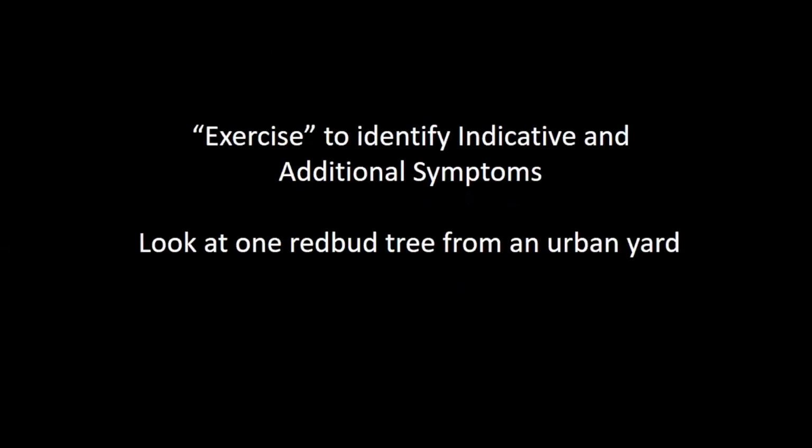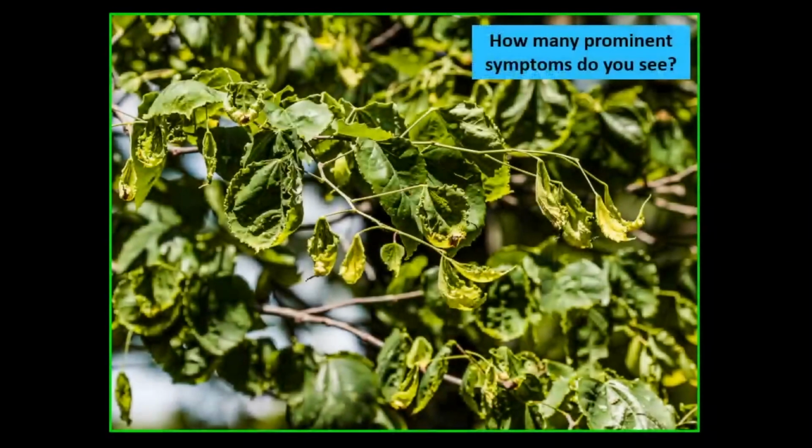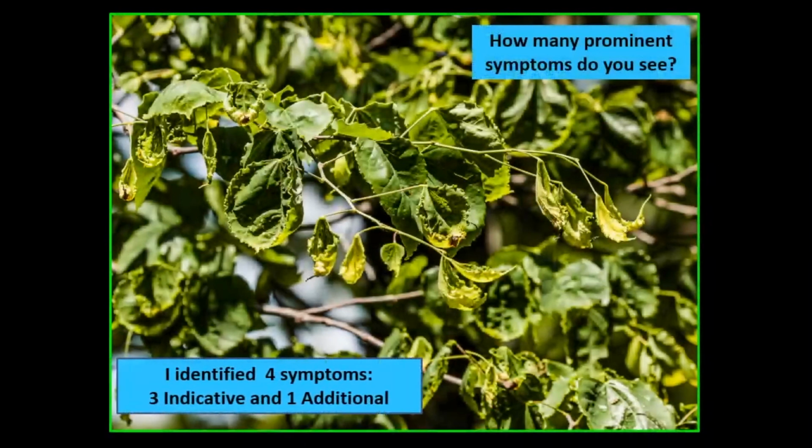Okay, so now let's do a little exercise to identify indicative and additional symptoms at the same time. We're going to look at one redbud tree from an urban yard. This is the tree, and here's a picture of the foliage we'd like to look at. I'm going to ask you to think about how many prominent symptoms you see here?